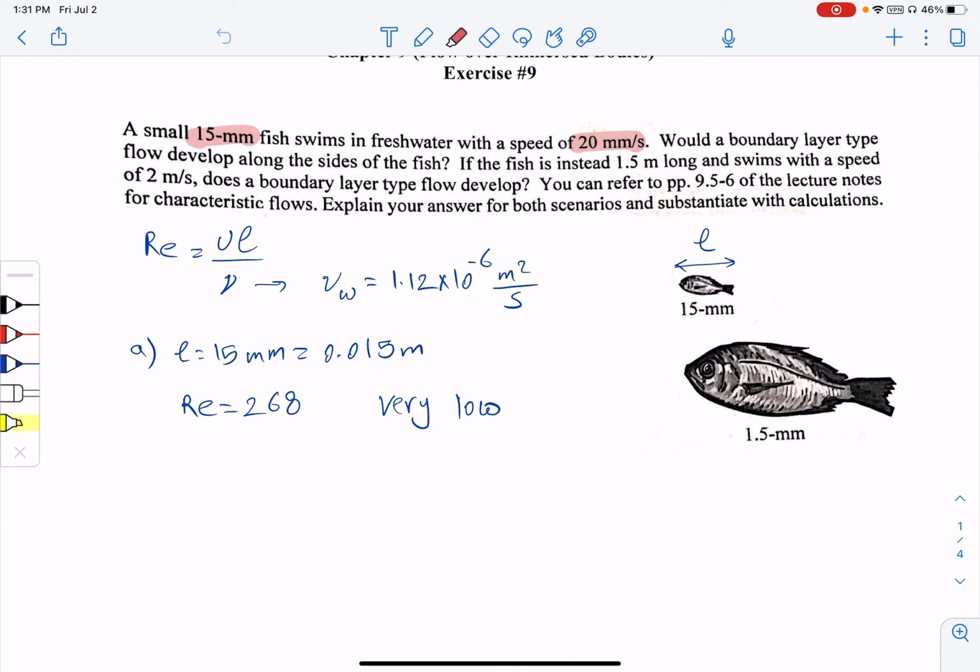Let me just write it down. We're going to say very low Reynolds number, then it means that no true boundary layer forms.